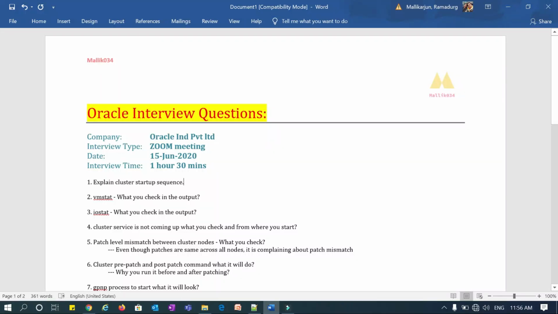This is Mallikarjun. Today I'm going to share my own personal experience of an interview I gave with Oracle. That's true, I gave an interview for Oracle India Private Limited, Oracle Corporation. The interview was a Zoom meeting and happened on June 15, 2020. It went on for approximately 1 hour 30 minutes to 1 hour 40 minutes.